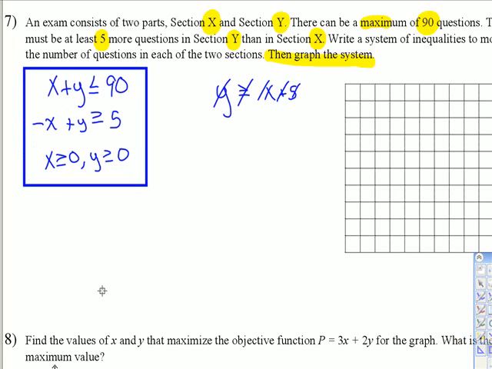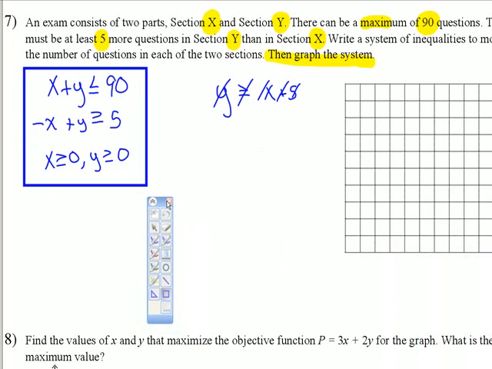That's the first part. It says write a system of inequalities to model the number of questions. I've done that. Now the next part is graph the system. So now I've got to go try to graph that system. Since x and y are greater than or equal to 0, both of them, that's going to restrict me to quadrant 1. So I'm going to let the x-axis be at the bottom and the y-axis be on the side this time and just use this whole thing for quadrant 1.